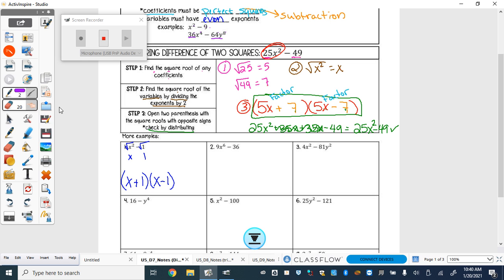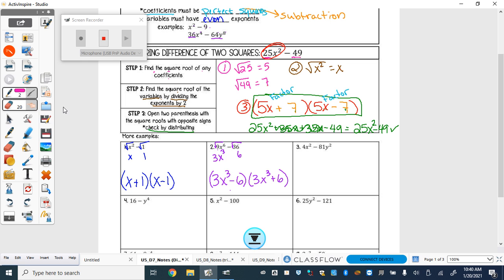So looking at our second one, again, I'm going to take my square roots. Square root of 9 is 3. Divide my 6 by a 2, so I get x to the third. Square root of 36 is 6. So 3x cubed minus 6, 3x cubed plus 6. And it does not matter which order those go in, whether the minus first or the plus is first. It doesn't matter as long as you have both of them there. And so that's what we're doing for our DOTS factoring.